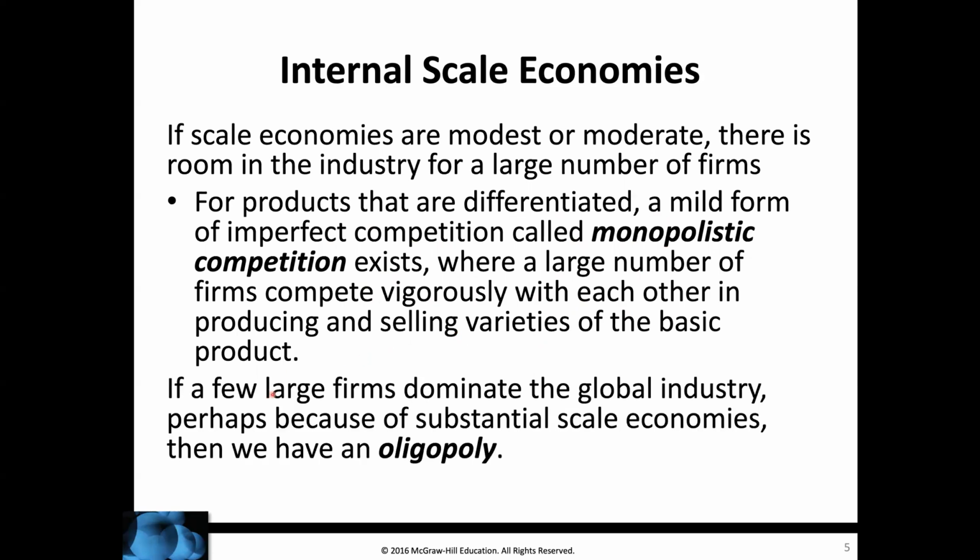So if a few large firms dominate the global industry, perhaps because of substantial scale economies, then we have what we call an oligopoly. So, monopolistic competition versus oligopoly. In this case up here, we see a lot of firms, and down here we see just a few large firms. And that is because there's likely a substantial amount of scale economies.